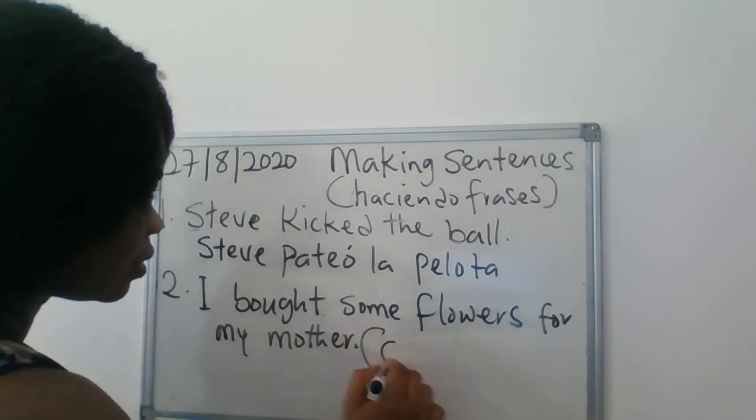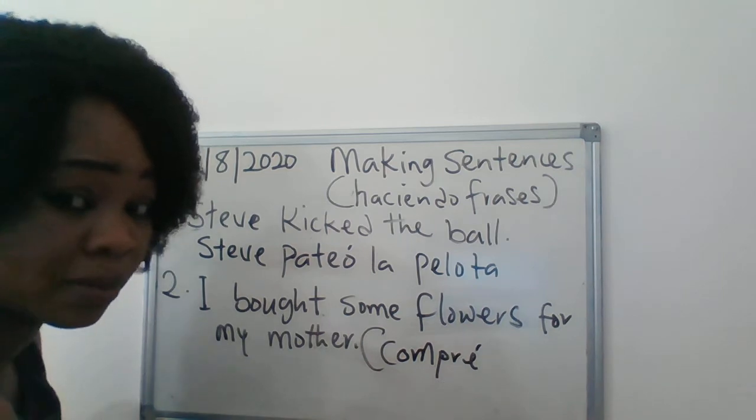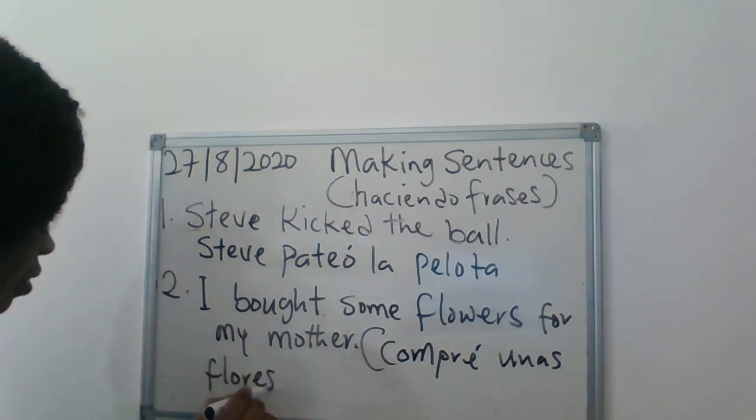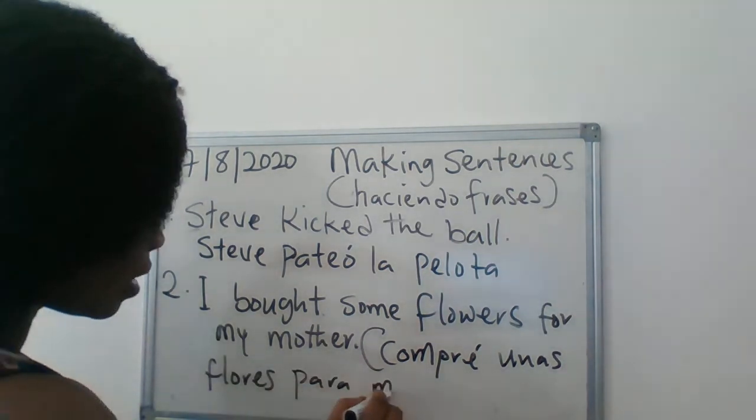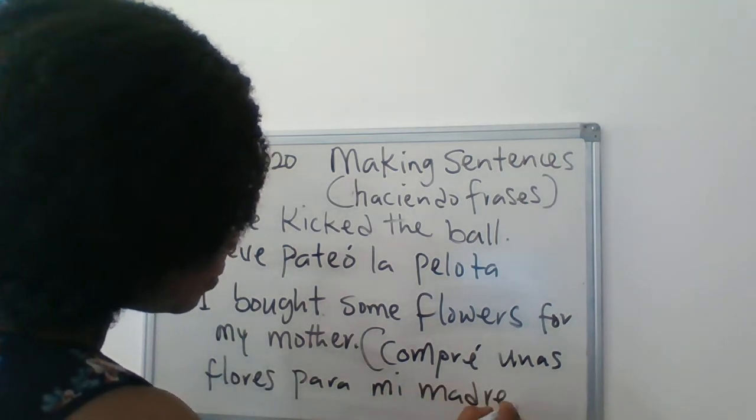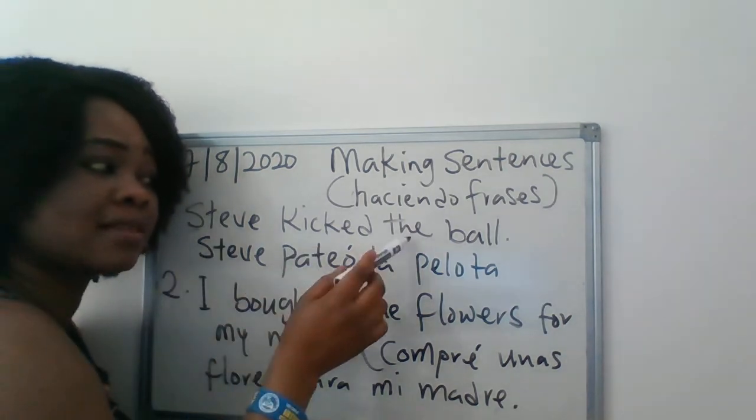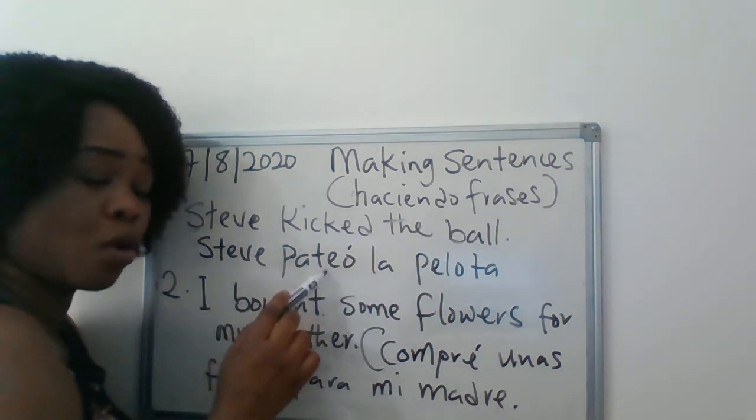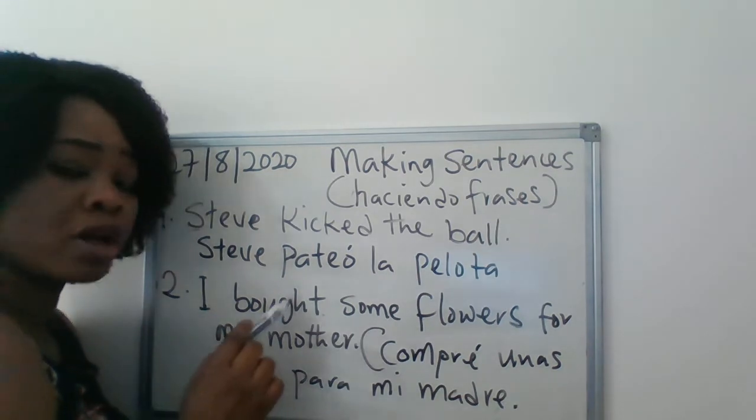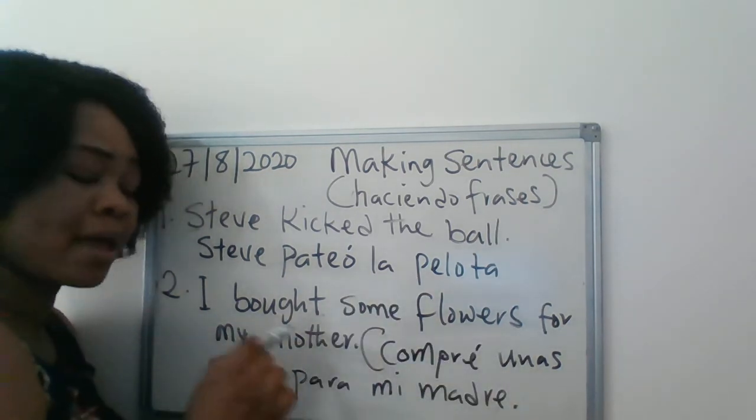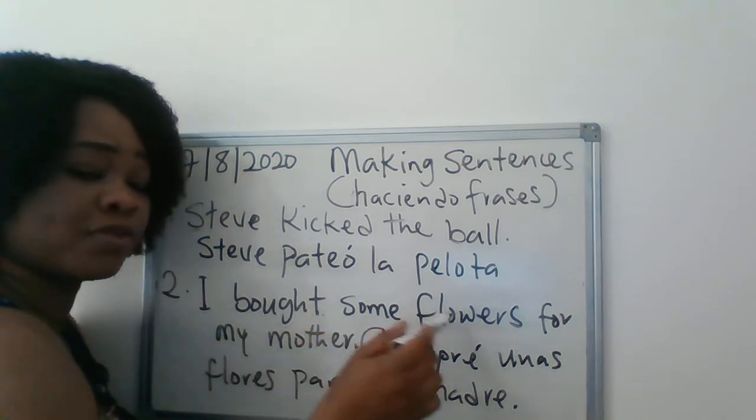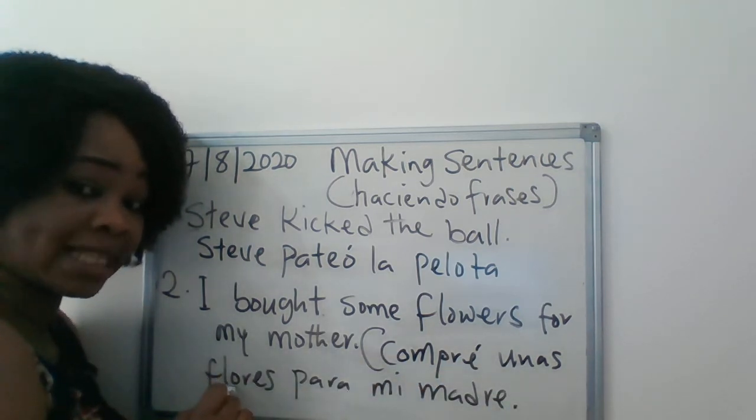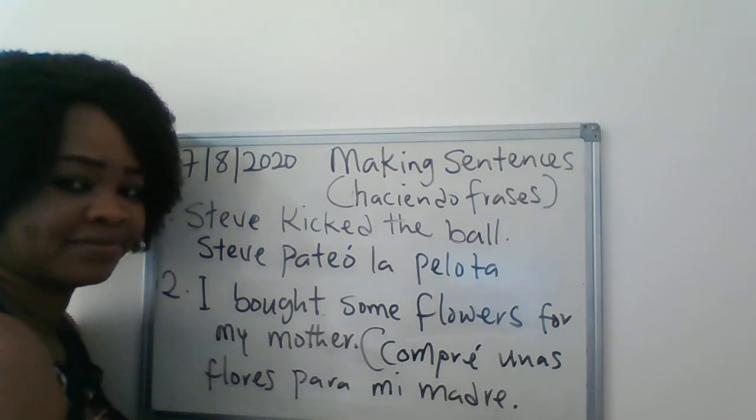Okay, so compré, in the sense of compra, compré unas flores para mi madre. Okay. Steve kicked the ball. Steve bateó la pelota. I bought some flowers for my mother. Compré unas flores para mi madre. Okay?